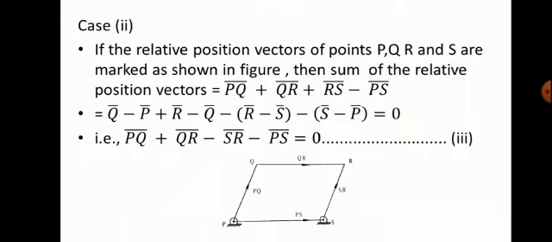This is the third equation. You can observe the difference between the second figure and this figure. In the earlier figure, PQ, QR and RS are positive. In this case, PQ and QR are in the positive direction, while SR and PS are in the opposite direction. Therefore, it is written as minus SR and minus PS. Is it clear to everybody?